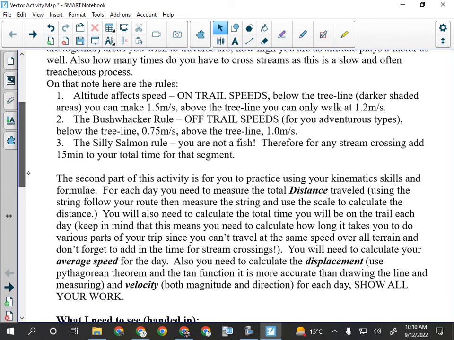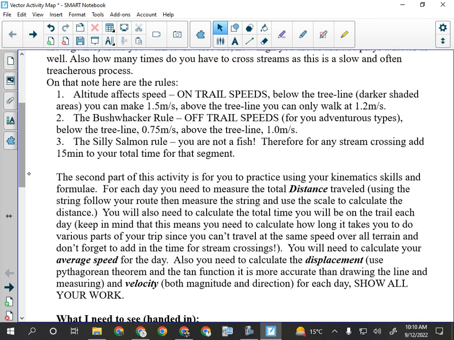So the rules are: rule number 1, on-trail speed. If you choose to stay on a trail, which are dotted lines on the map, and you are on trail below the tree line, you can make 1.5 meters per second. If you are above the tree line, you can only walk at 1.2 meters per second on a trail. Why the difference? You're going to get tired faster. Above the tree line, the air is thinner, so you can't walk as fast. So above the tree line on the trail, 1.2 meters per second. Below the tree line on the trail, 1.5 meters per second.